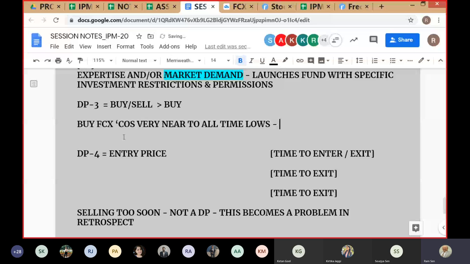Now we come to the point that I think Raghav had raised. That is, he said time to enter and exit. And I have reframed that. We are first focusing on time to enter, and we are just going to take those as separate inputs. Time to enter. And I'm going to write it in a different way. I'm going to write it as entry price. Entry price. Let me write the entry price in a different way.